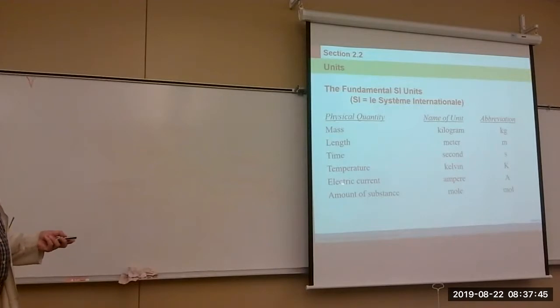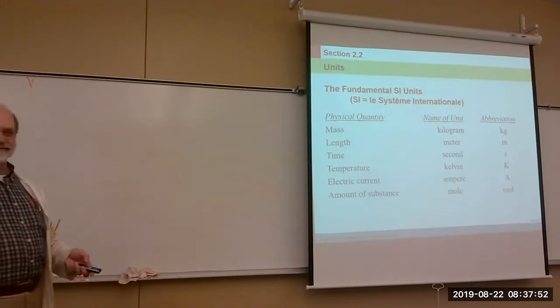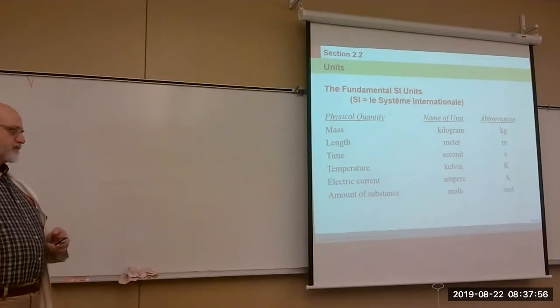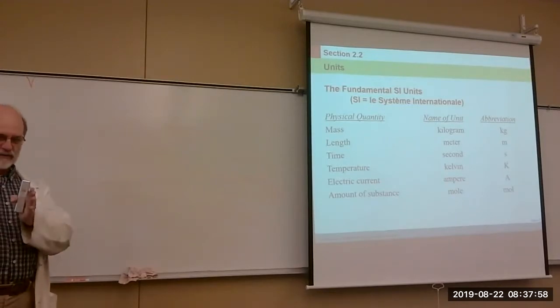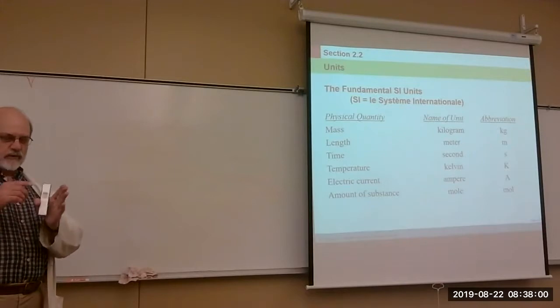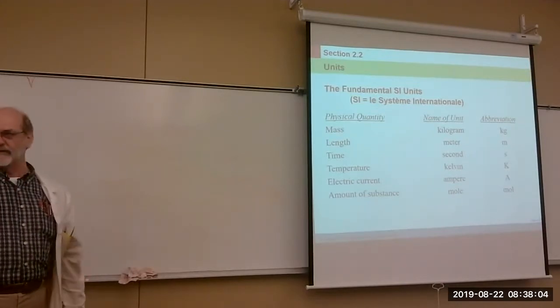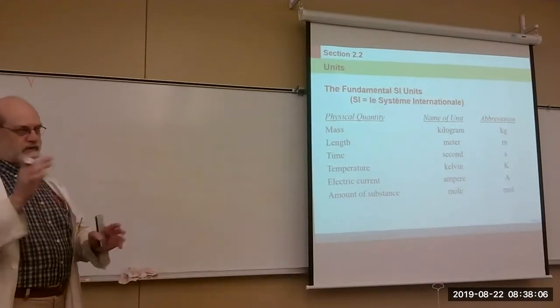Electric current, you won't have to deal with that, not in this class. My general chem students do in the second semester. The ampere. Ampere is so many coulombs passing a point. It's current. So many coulombs of electricity passing a point in 1 second. That's an ampere. That's one coulomb, actually.